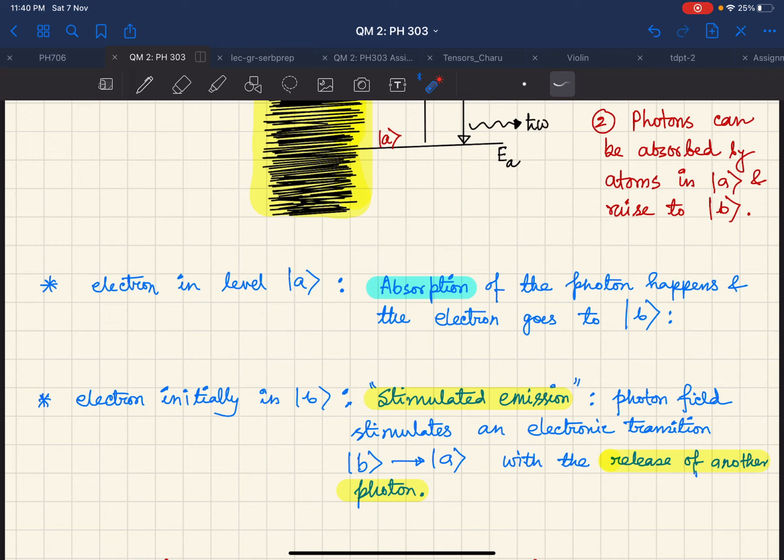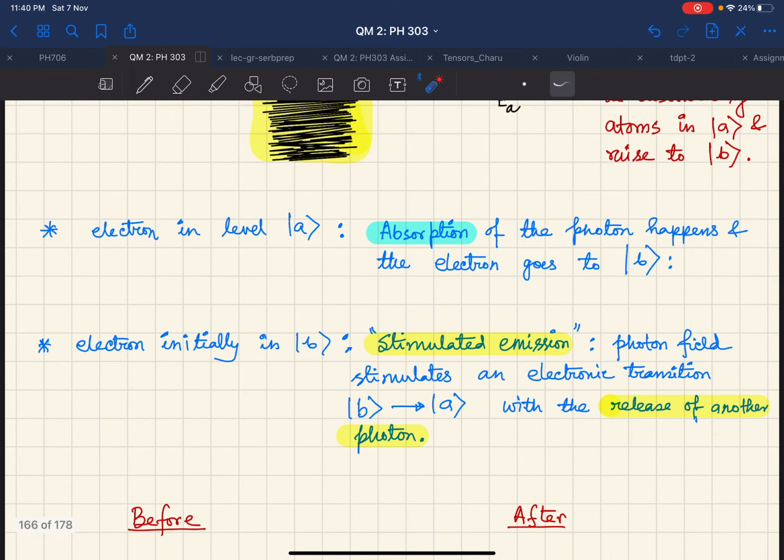And as I said already, that electron, suppose, is initially in state Ket B, and there what you have is stimulated emission. That means the photon field stimulates an electronic transition from B to state A with the release of another photon. So that is very important. You have one photon and it comes to some higher excited level. It basically takes the higher excited level atom to some lower excited state, but then there is another photon which actually is released because of that.